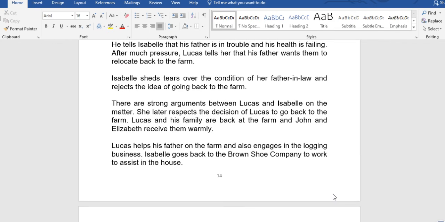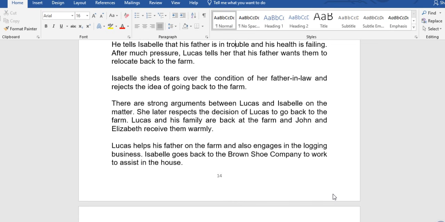He tells Isabel that his father is in trouble and his head is failing. After much pressure, Lucas tells her that his father wants them to relocate back to the farm. Isabel sheds tears over the condition of her father-in-law and rejects the idea of going back to the farm. There are strong arguments between Lucas and Isabel on the matter. She later respects the decision of Lucas to go back to the farm.